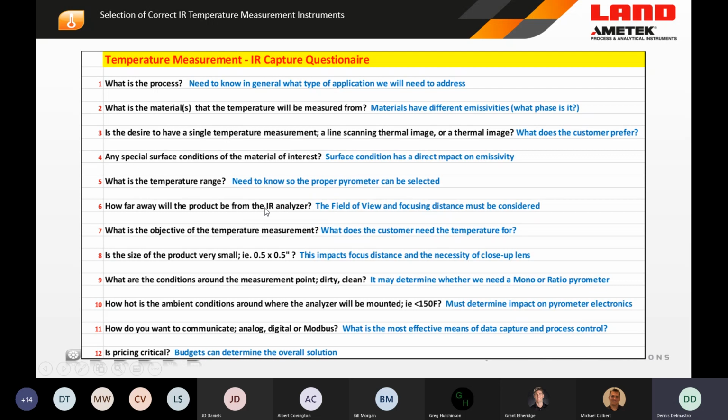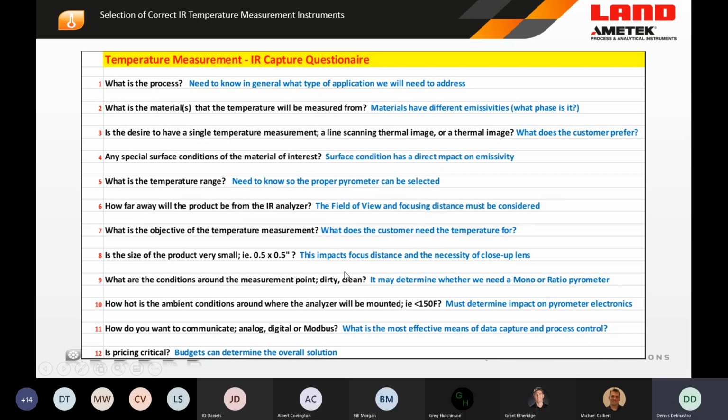How far away will the product be from the IR analyzer? Well, this brings into consideration the field of view, and the focusing distance might be considered. I had 5 projects come up in the last few months where they were all requiring close-up lenses. What's the objective of the temperature measurement? Sometimes we're just curious. What do you want to know the temperature for? This helps us make the decision for you. Is the size of the product very small? Well, this impacts whether you might need close-up lenses.